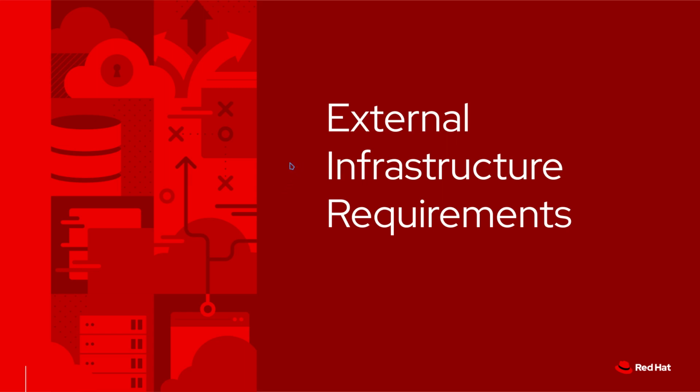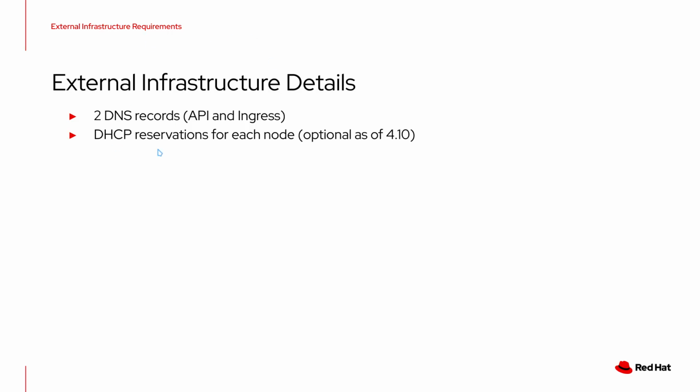So as we talked about, there are some external infrastructure requirements when you're deploying on-prem, and they're pretty minimal. You can see right here, it's just the 2 DNS records, one for API and one wildcard for the ingress. And then you'll need to have DHCP reservations for each node. We'll talk about why this is optional in 4.10 in a moment, but that is important because OpenShift does not support changing node IPs without completely redeploying the node. So you really need to have your DHCP reservations set so that when DHCP leases expire, a node doesn't go out and request a new one and then somehow get back a different address.